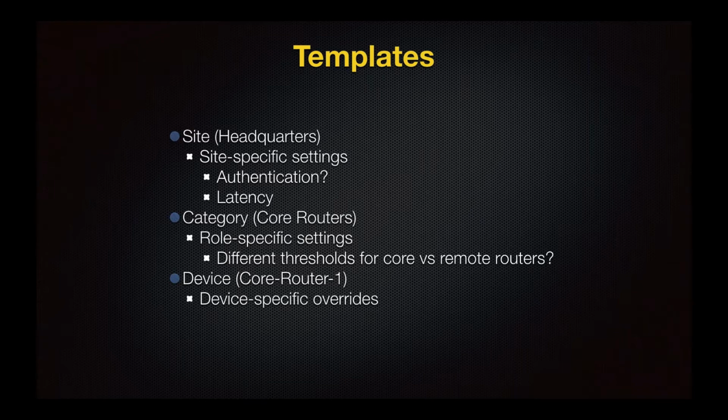At the more specific levels, like site, site can be useful for authentication or latency settings. Category can be role-specific settings, like you might have different thresholds for core devices versus remote devices, especially for things like latency or bandwidth or utilization. And then at the device level, you can do overrides for anything that needs to be specifically changed on one device or a group of devices.